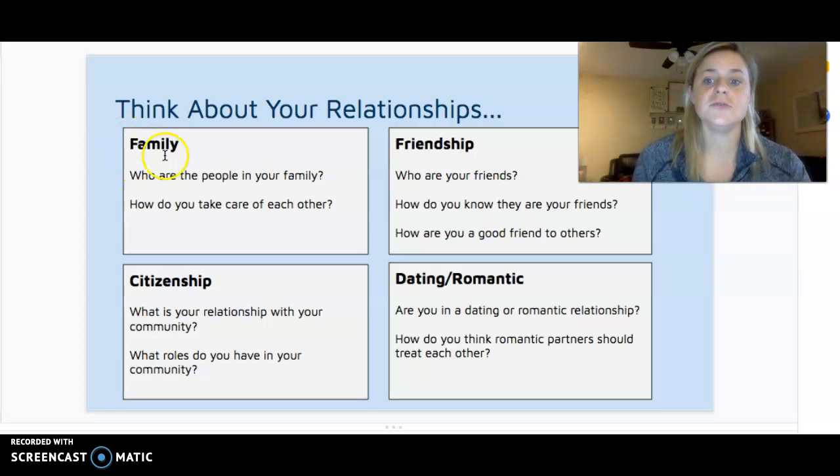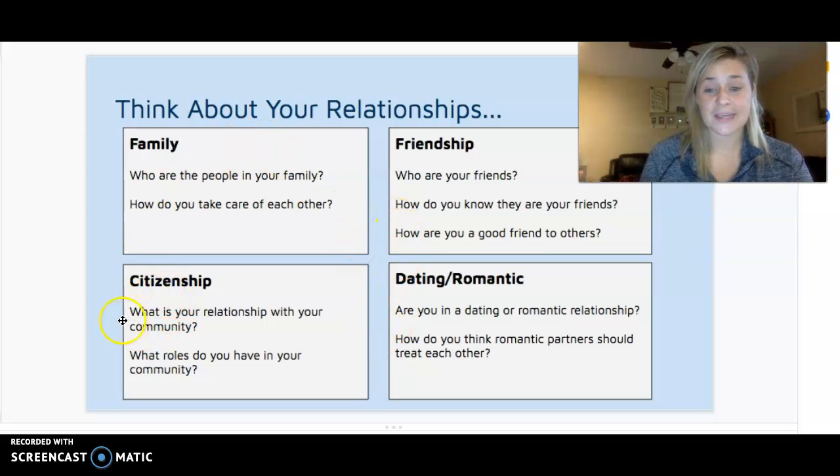So I want you to think about your family. Who are the people in your family? And how do you take care of each other? For friendship, who are your friends? How do you know they are your friends? How are you a good friend to others? So how are you a friend? And you're going to be answering some of these questions on the next slide by matching.